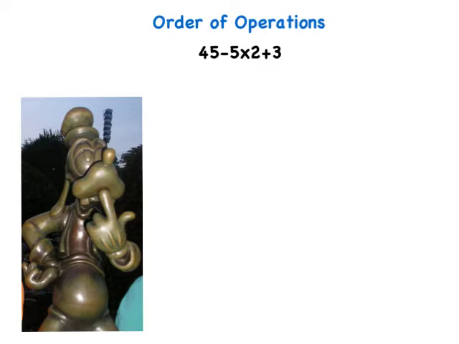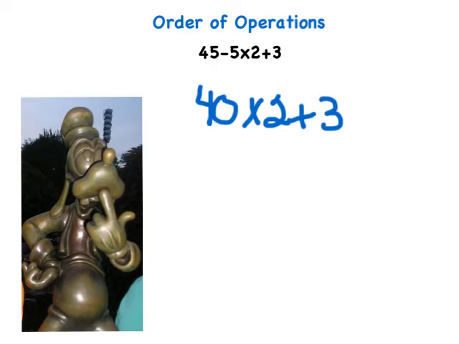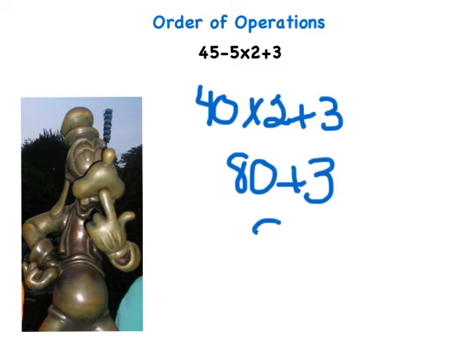He thinks, well, let's just start on the left and go 45 minus 5 to get 40. Then we will bring everything down. He's going to continue working from left to right and take 40 times 2 to get 80. Bring down that addition symbol and add 3. So Goofy's final answer here is 83. That is his solution to this problem. So let's keep in mind that Goofy thinks the answer is 83.